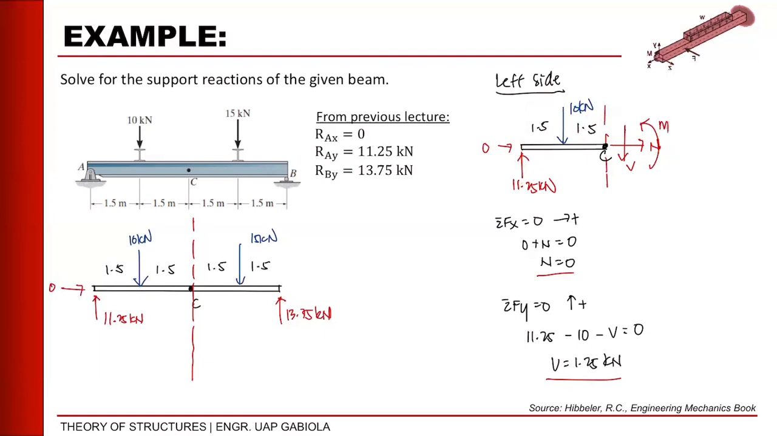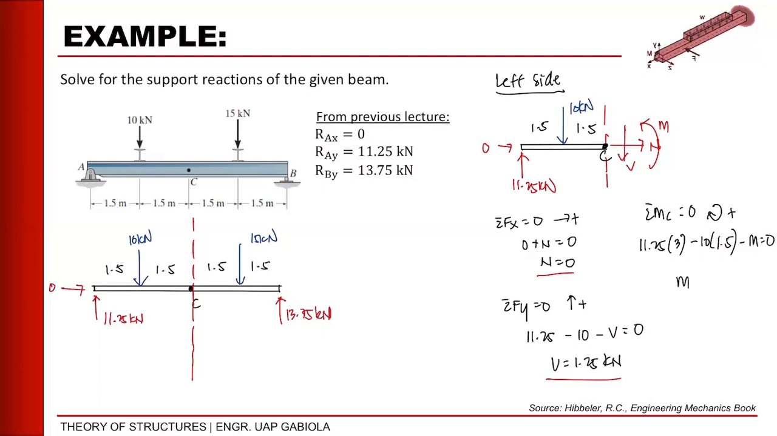Okay? So, summation of moment at C is equals to 0. So, again, depende sa inyo kung ano yung assumption nyo. So, assume natin clockwise as positive. Okay? So, clockwise natin is 11.25 times 3 minus 10 times 1.5. And then yung moment natin, since siya ay counterclockwise, minus M is equals to 0.